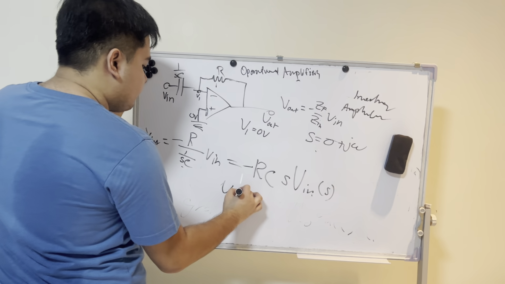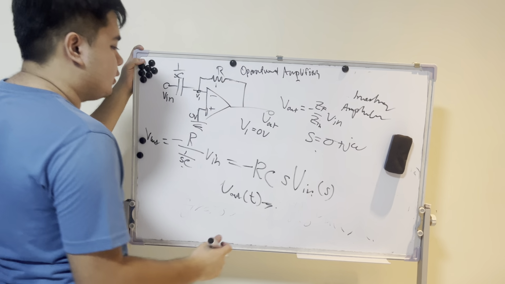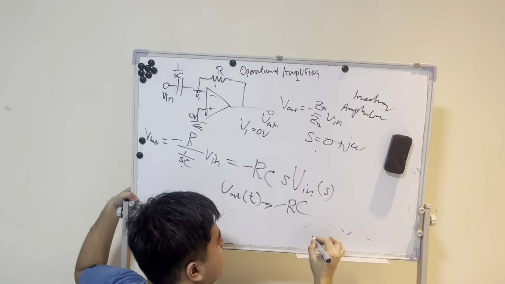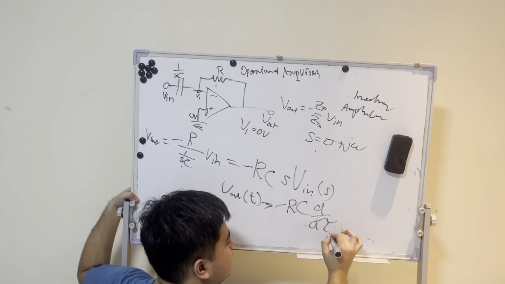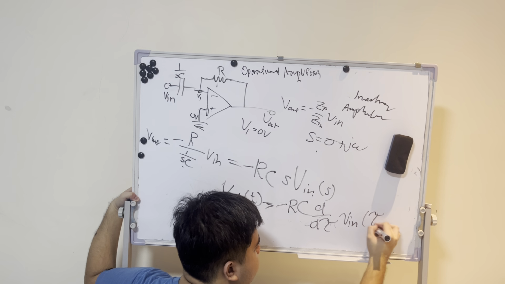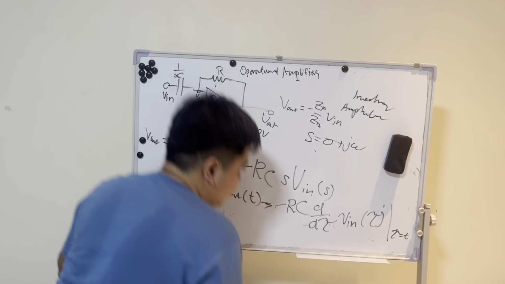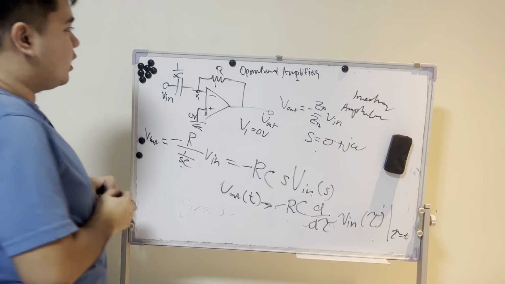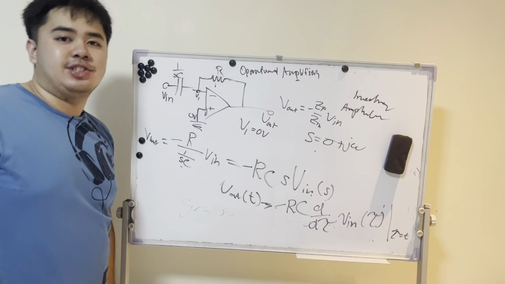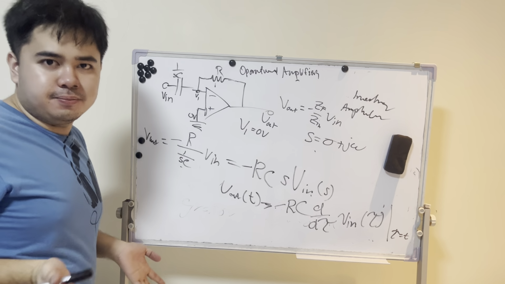So V out of t equals, let me go down for a moment, this is getting hard to write, negative RC d over d tau, dummy variable, V in of tau, at tau equals t. And there we go. So again, just a capacitor and a resistor, we can already differentiate a function. So whatever the input is in here, we can differentiate that, and that's really cool, right?